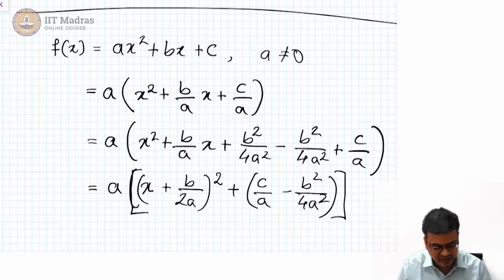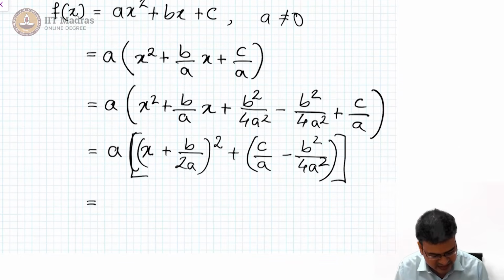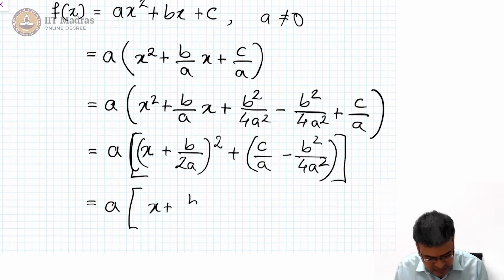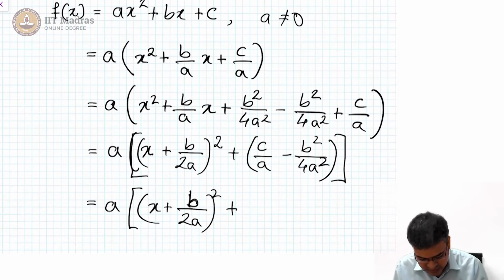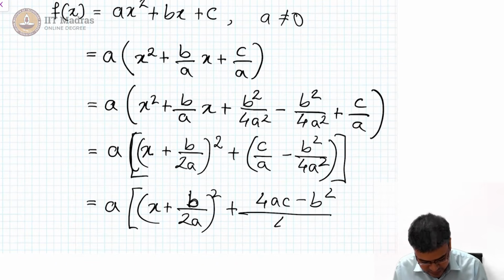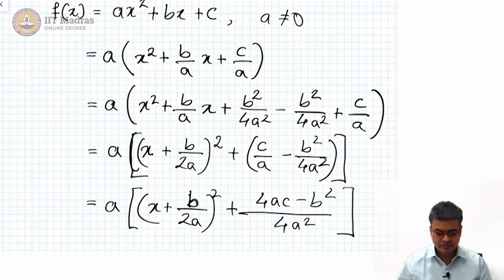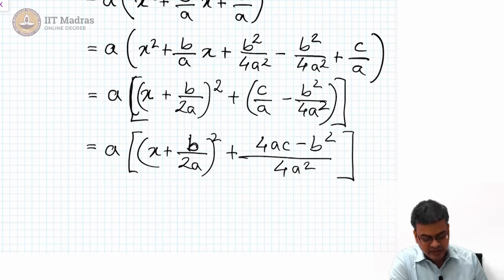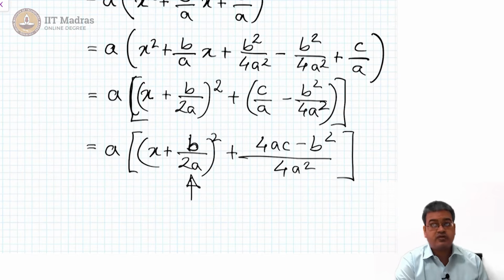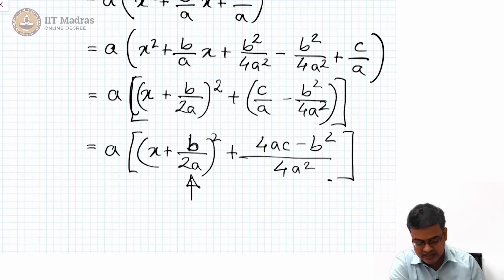This thing we have already seen that you can write as simply this: a times (x plus b by 2a) the whole square plus, you simply multiply this by 4a, so it is 4ac minus b square upon 4a square. There is nothing great about it, this is simply a constant. When we derived the axis of symmetry, we claimed that because of this, there is a symmetry around the point minus b by 2a.